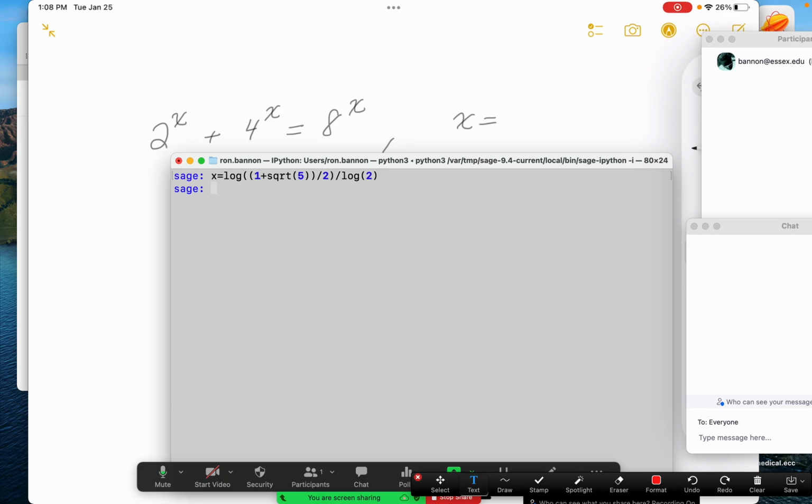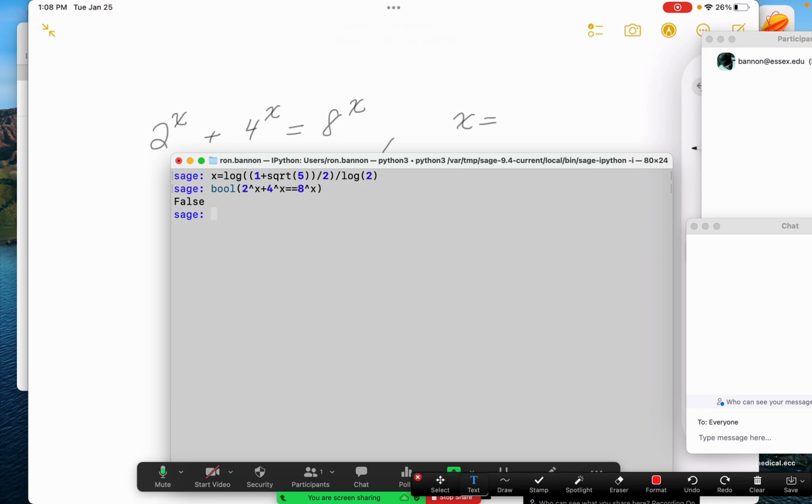All right, so I'm going to do bool, B-O-O-L. I want to see if it can do it. And we're going to see if this is true. So I'm going to say 2 to the x plus 4 to the x. I have not done this yet. Is that the same thing as 8 to the x? It's either going to be true or false, by the way. And so Sage says it's false.